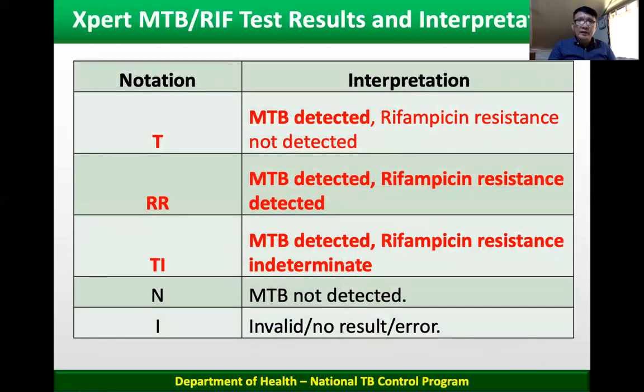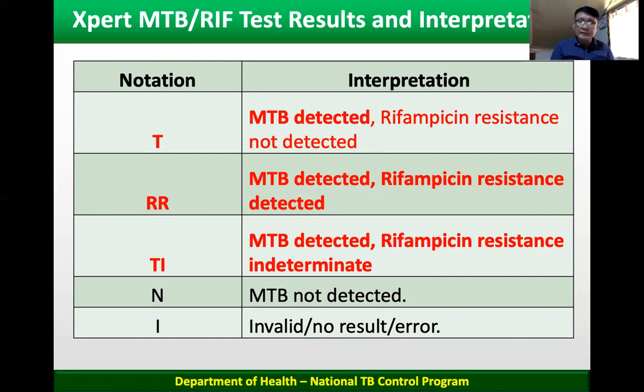So these are the results and interpretation for our GeneXpert result. We have the notation T written in red ink. It means T represents MTB detected, rifampicin resistance not detected. So this is still positive, because MTB was detected, but this is only a DSTB, or drug susceptible TB. It is not an MDR, because rifampicin resistance was not detected.